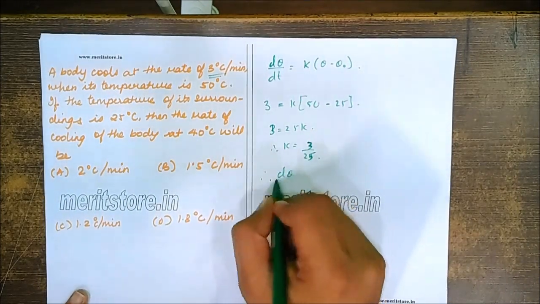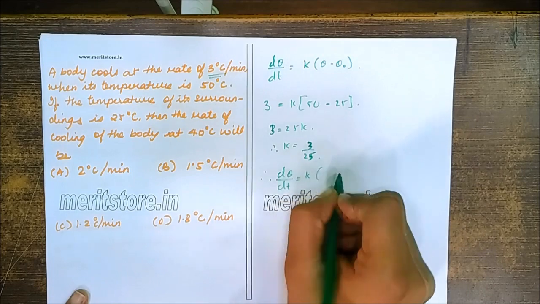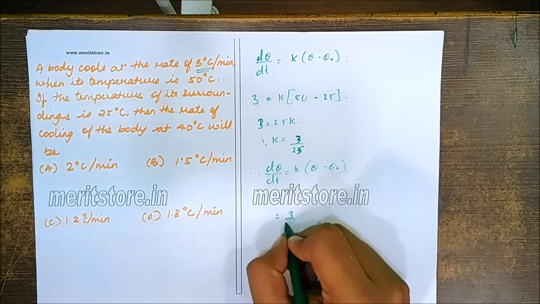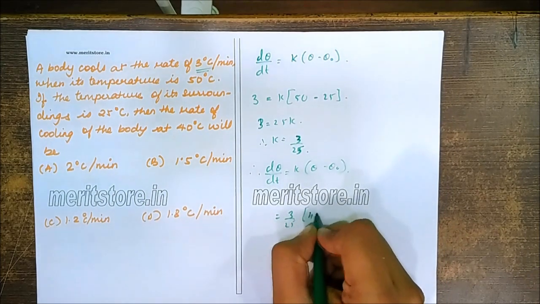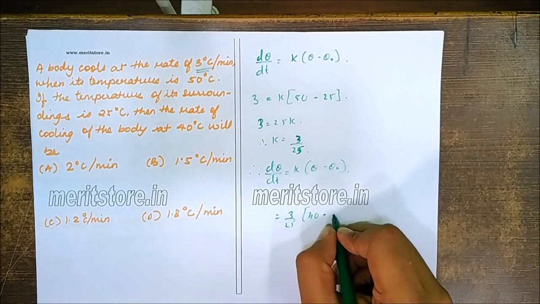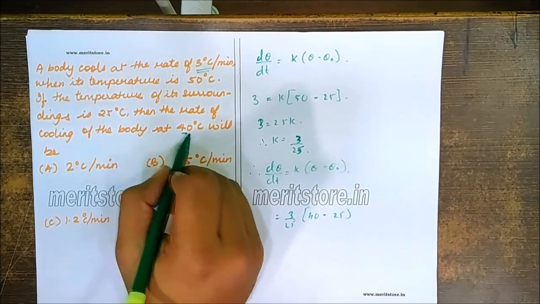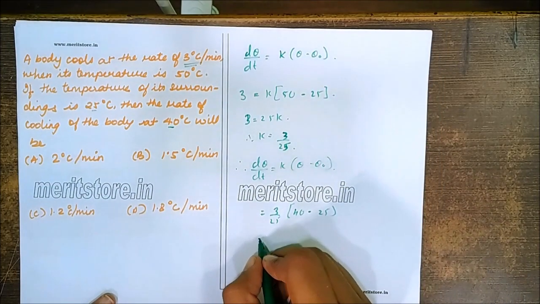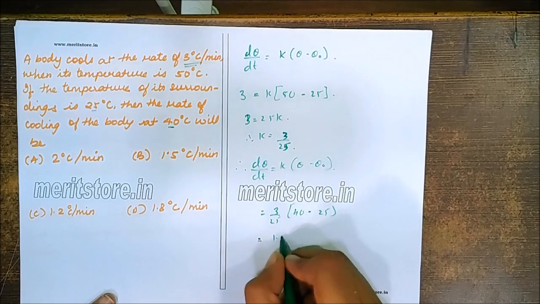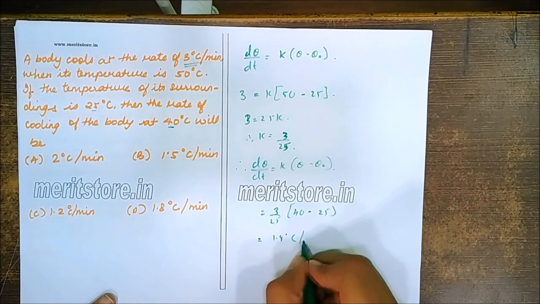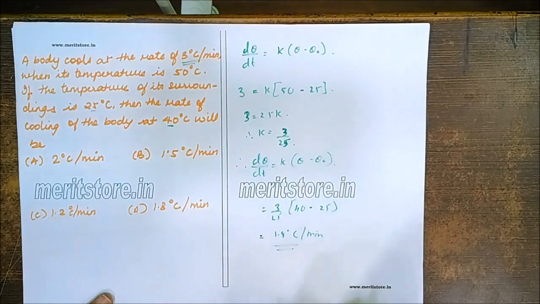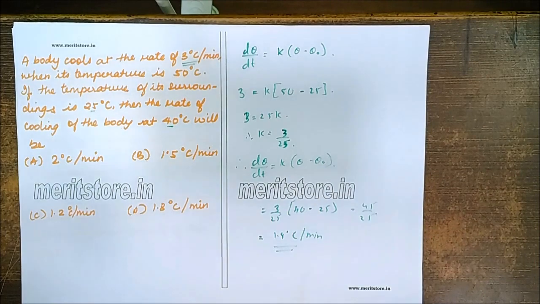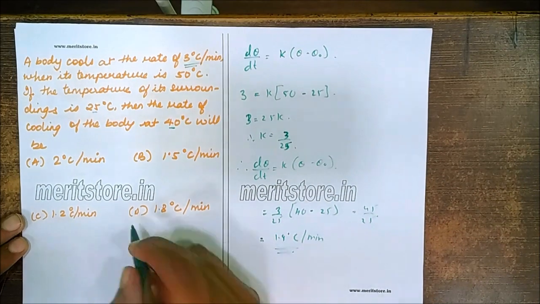Now for the second condition, d theta by dt is equal to k into theta minus theta naught. If I substitute k as 3 by 25, theta is 40 minus 25. You see 40 and the temperature of the surroundings is still 25 degrees Celsius. So on solving this further, I'll get 45 by 25, that is 1.8 degrees Celsius per minute, option D.